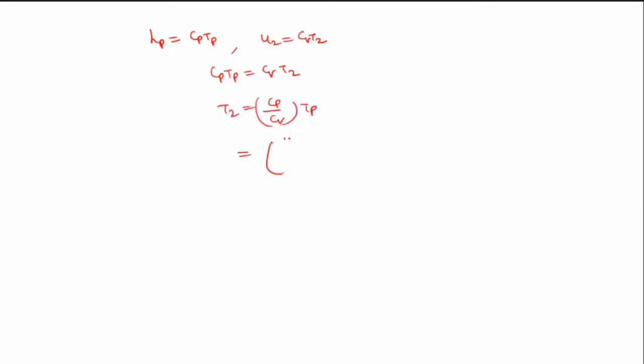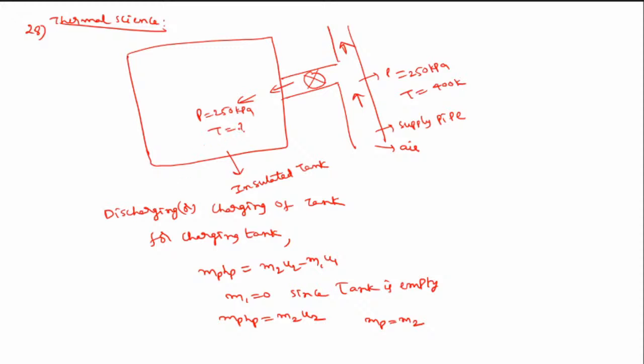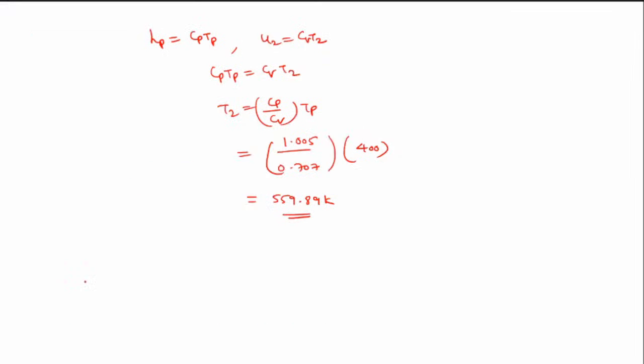So what is cv? cp is 1.005, it is given, and this is 0.707, into tp is 400, so it is around 559.89 K. So this is the answer for the air temperature after it has been filled with the air coming from the supply line. That is one thing they have asked, and one more question we will solve in heat transfer.